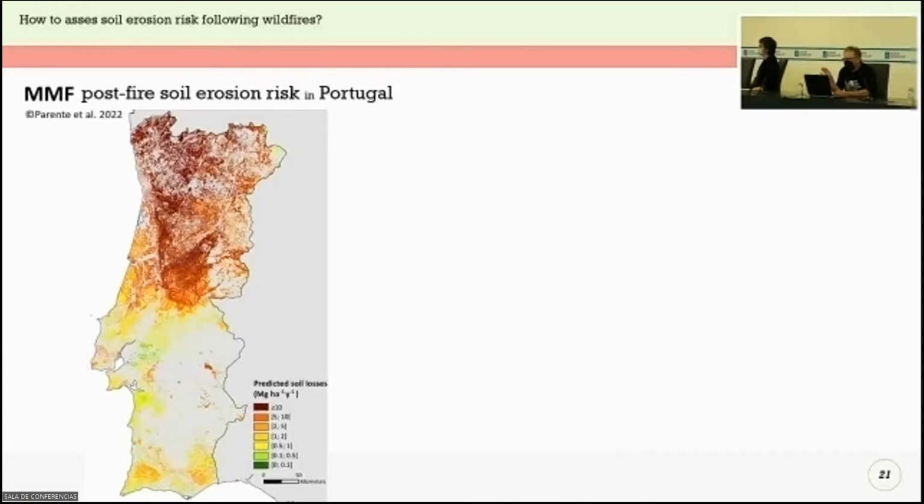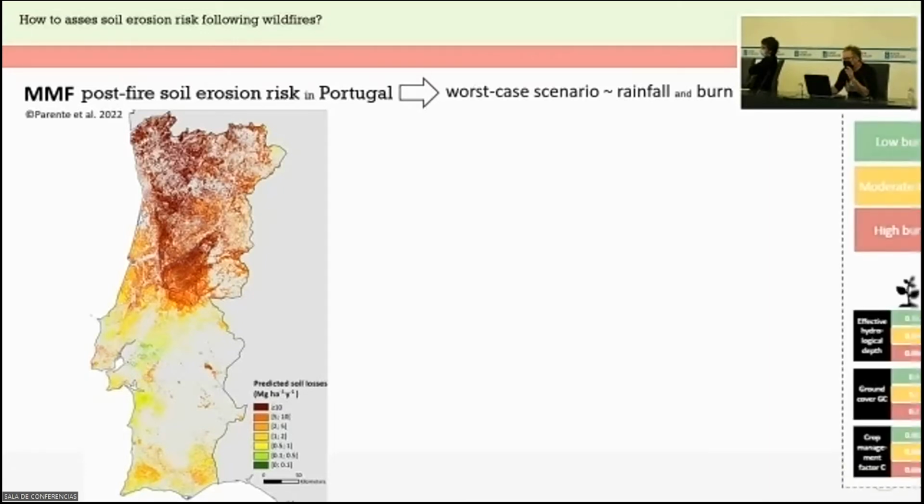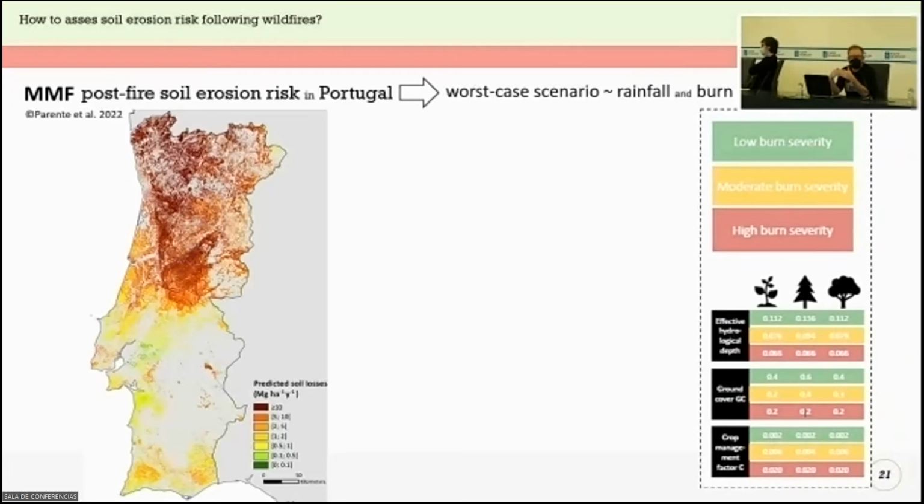I'm also not going to dwell on it because the paper is freely available for everybody on the internet. It's an open access paper to make it available to anybody who's interested. I'm not going to give you any details. I just want to say that this map is based on the worst case scenario, in which a year with a lot of rainfall was selected, so we have a higher risk because we have more rainfall, and it also took into account fire burn severity. In this case, 3 levels of severity: low, moderate, and high.